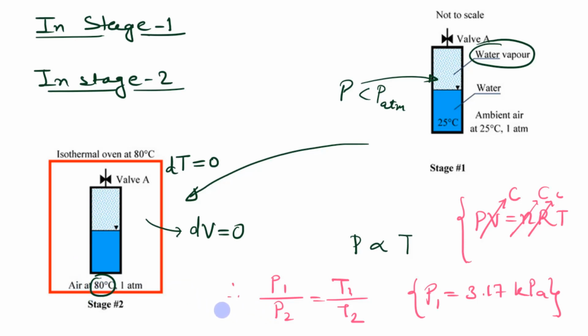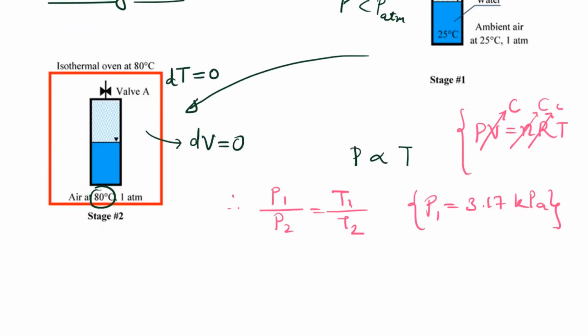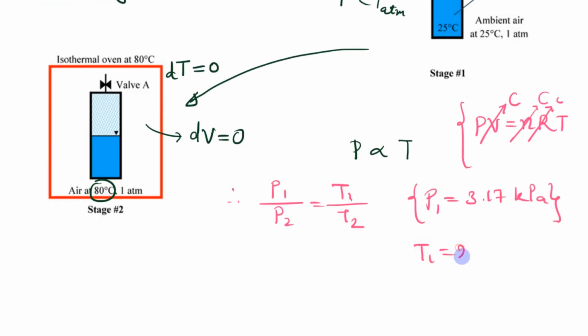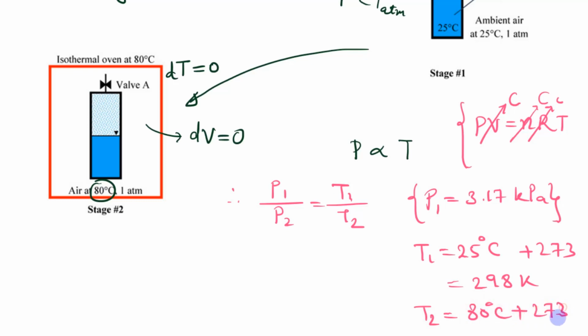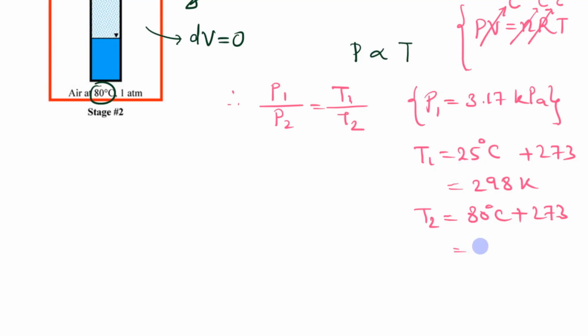T1 is the initial temperature of the mixture at 25 degrees Celsius. So let's write here T1 is equal to 25 degrees Celsius. In SI unit, we will just add 273 and this will be 298 Kelvin. T2 is the final temperature of the mixture, which is 80 degrees Celsius. So let's write T2 here. T2 will be 80 degrees Celsius plus 273 and we will get 353 Kelvin.